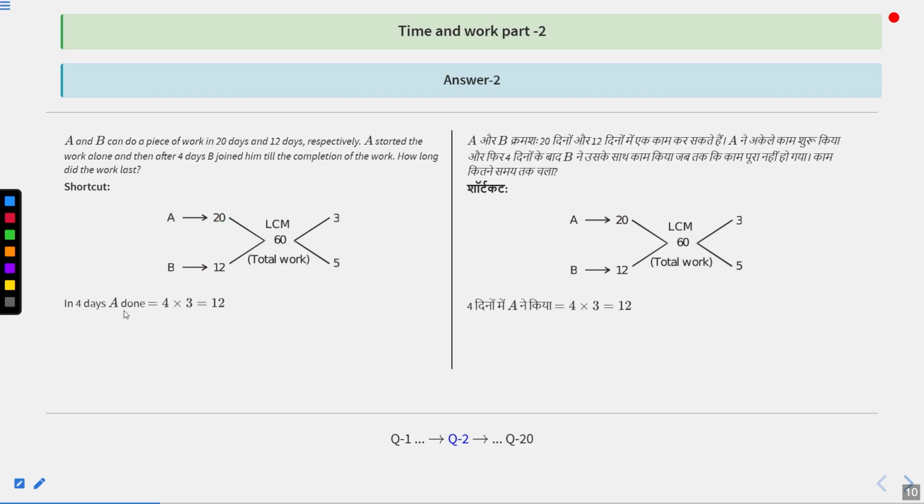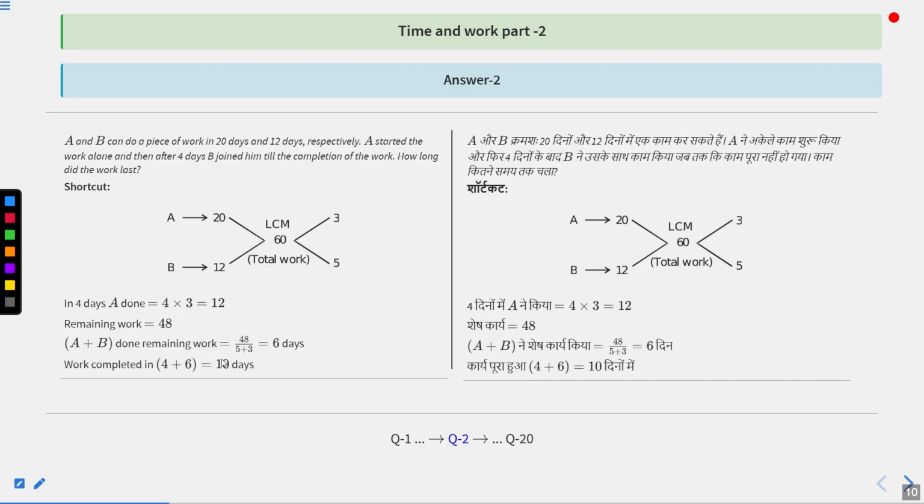A's efficiency is 3, B's efficiency is 5. So in 4 days, A alone does 4 into 3 unit work. It means 12 unit work. So the rest of the work will become 48 units. Now the remaining work is done by A and B together. So 48 divided by 5 plus 3, both the efficiencies, and we get 6 days. Clear? So the work is completed in 4 plus 6 equals 10 days.